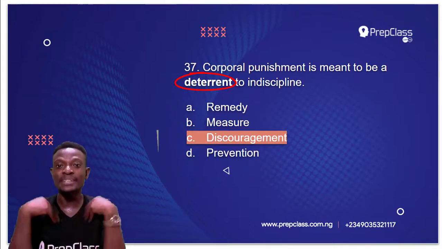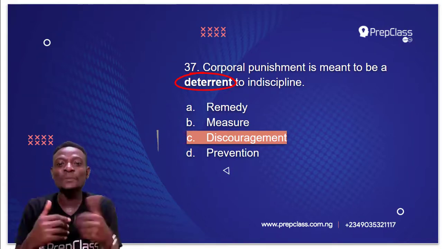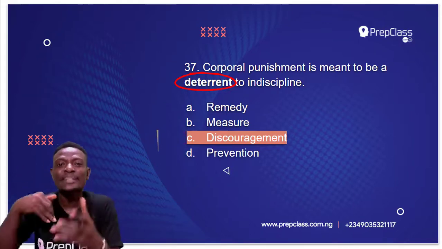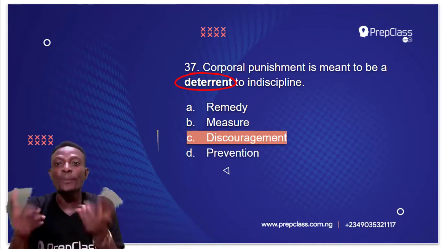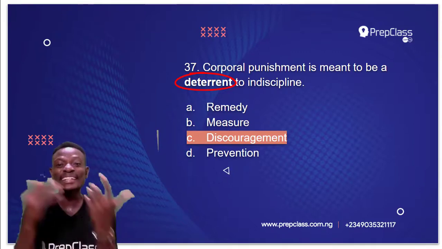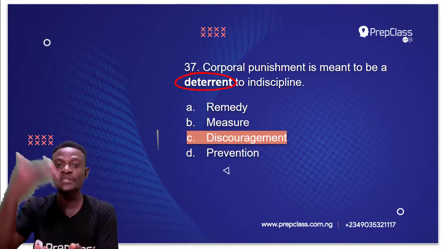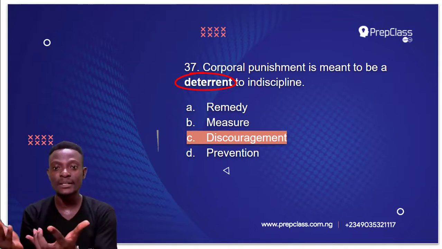Corporal punishment is meant to be a deterrent, is meant to be a discouragement to indiscipline. Indiscipline cannot be entirely stopped, but it can be discouraged, and corporal punishment is part of the measures to discourage indiscipline. So corporal punishment is meant to be a discouragement, it's meant to be a deterrent to indiscipline.